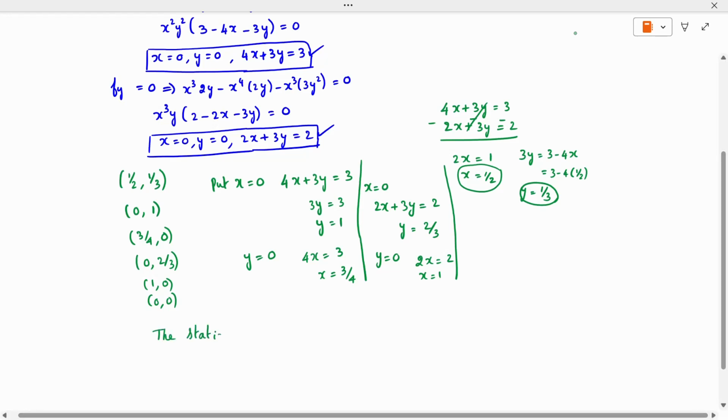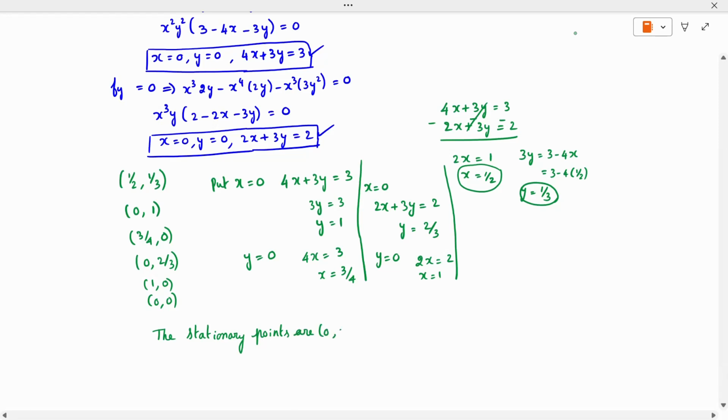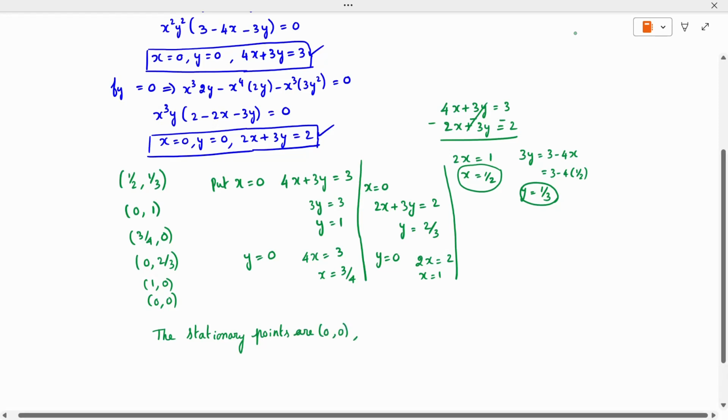We are going to check all the 6 stationary points in a table format. 0 comma 0, in any order, there is no order at all, anything you can write as you wish. 0 comma 1, 1 comma 0, 0 comma 2 by 3, 3 by 4 comma 0, 1 by 2 comma 1 by 3. All the stationary points I have written. This is the way we have to calculate the stationary points.